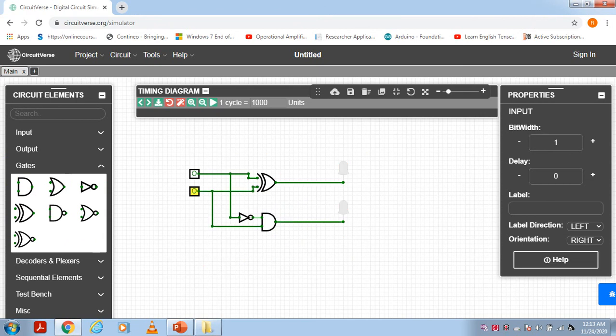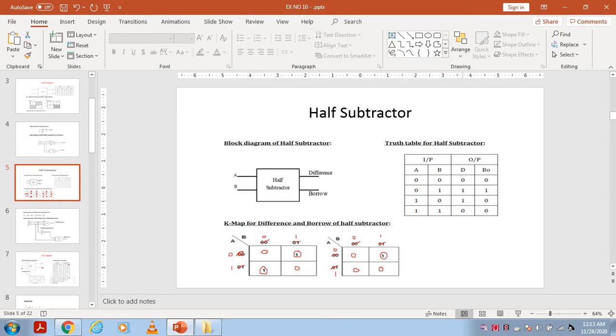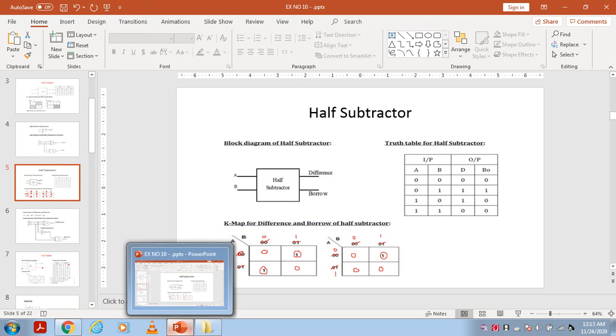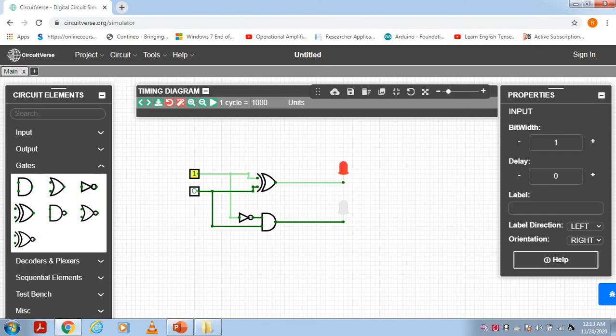Next combination of the input is 1 0. For 1 0, according to the truth table, difference is 1 and borrow is 0. That's what we see, difference is 1 and borrow is 0. The last combination 1 1, difference is 0 as well as borrow is 0 because 1 minus 1 is 0. So this is the verification of the half subtractor circuit.